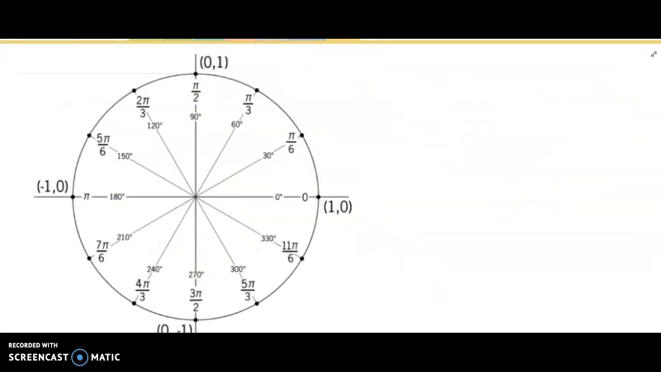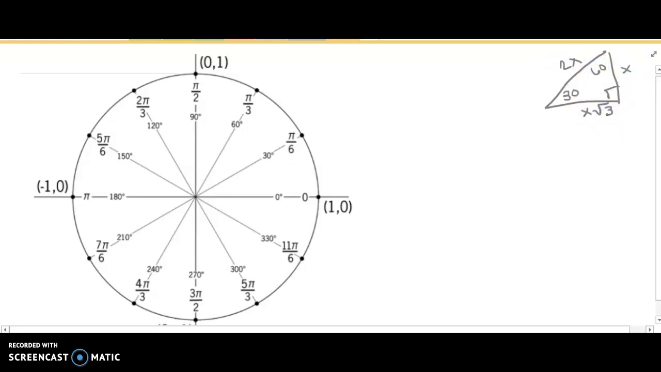All right, so now look at our increments of 30 here. Okay, so I've done our increments of 45. Now let's do our increments of 30. Okay, now we remember, hopefully, that when we have a 30, 60, 90 triangle, we have 2x, x, x square root of 3. So there's always this ratio.